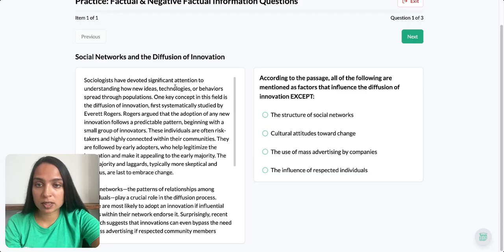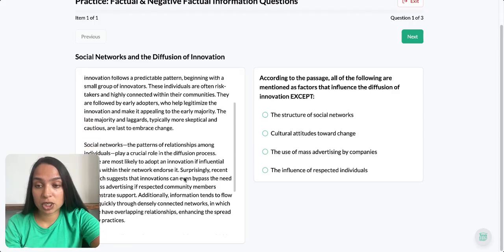So sociologists have devoted significant attention to understanding how new ideas, technologies, or behaviors spread through populations. One key concept in this field is the diffusion of innovation, first systematically studied by Everett Rogers. Rogers argued that the adoption of any new innovation follows a predictable pattern, beginning with a small group of innovators. These individuals are often risk takers and highly connected within their communities. They are followed by early adopters who help legitimize the innovation and make it appealing to the early majority. The late majority and laggards, typically more skeptical and cautious, are last to embrace change.